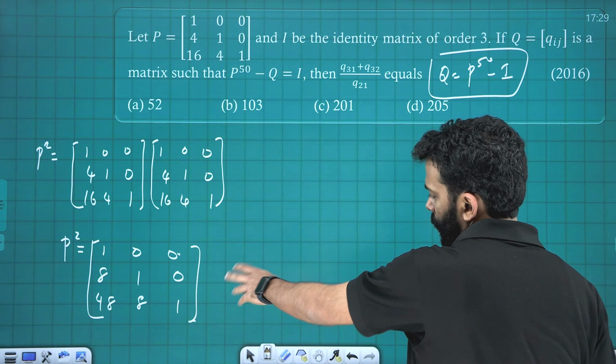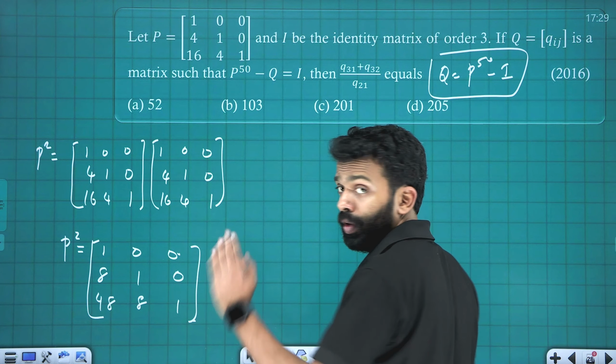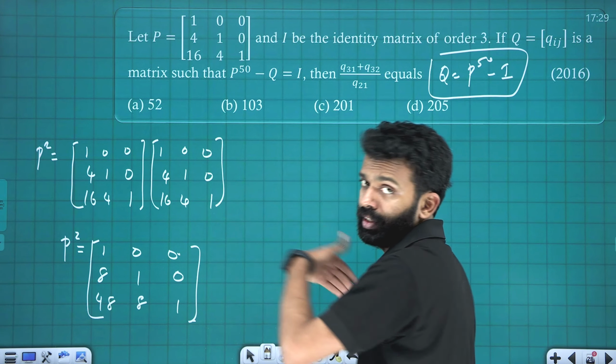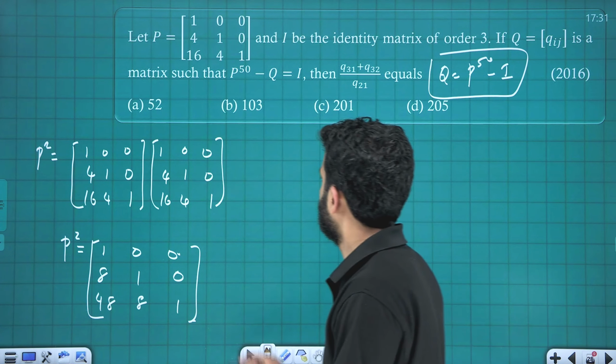Okay. All the other elements have not changed. All the elements under the diagonal elements are changed, and no elements above the diagonal elements, including the diagonal elements, have changed. Okay, let's find P cube here without wasting much time.